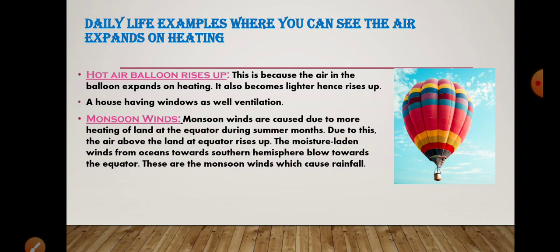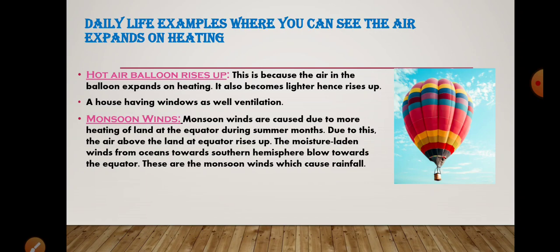Then the second point: a house having windows as well as ventilators. Students, we should buy a house having windows as well as ventilators. Why? This is because the windows are for bringing fresh air from outside into the house, and the ventilators take out the warm and stale air from inside the house. The presence of ventilators in the house increases our comfort.